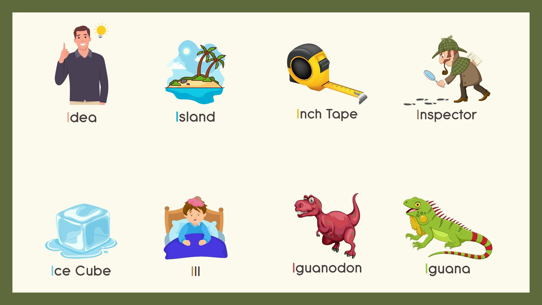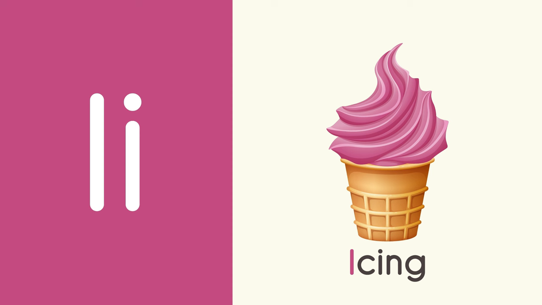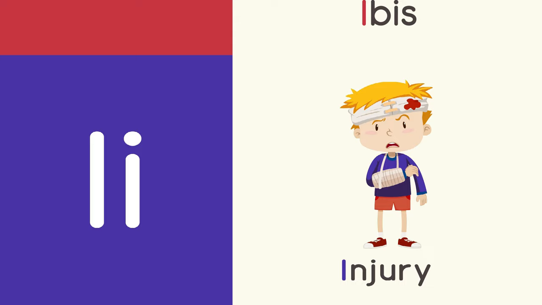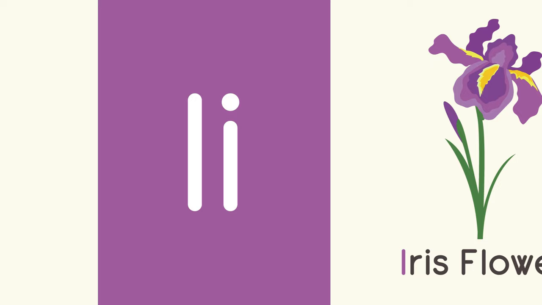I is for infant. I is for injection. I is for icing. I is for injury. I is for ibis. I is for ink pot. I is for iris flower. I is for itchy.